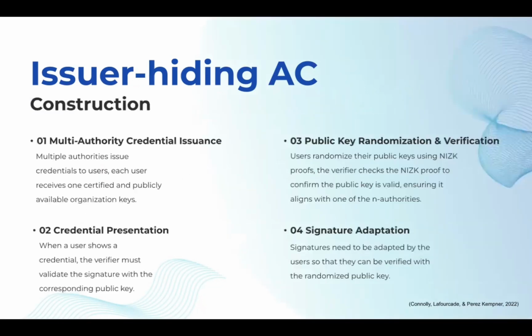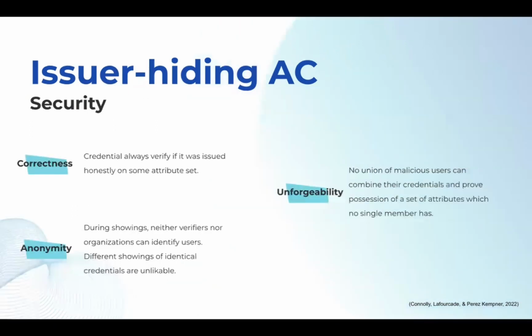The first step of construction is that multiple authorities issue credentials to users. Each user receives one certified and publicly available key. Moreover, when a user shows a credential, the verifier must validate the signature with the corresponding public key. After this, users randomize their public keys. The verifier checks if the public key is valid, ensuring it comes from one of the trustee authorities. Finally, the signature needs to be adapted by the user so that it can be verified with the randomized public key.